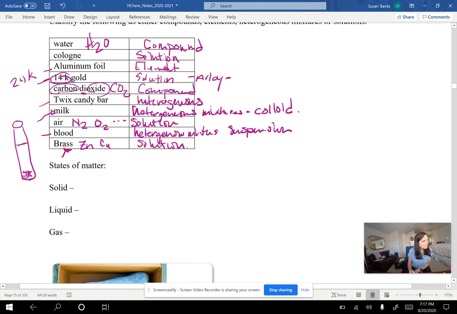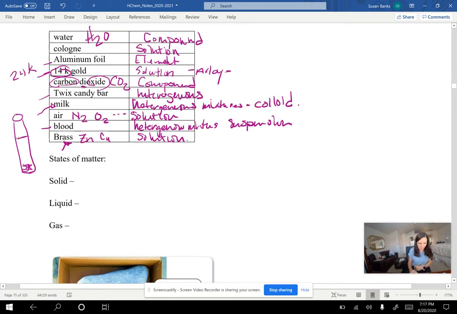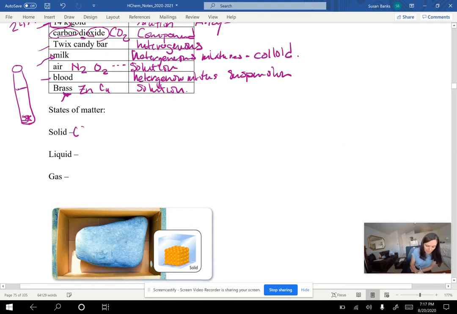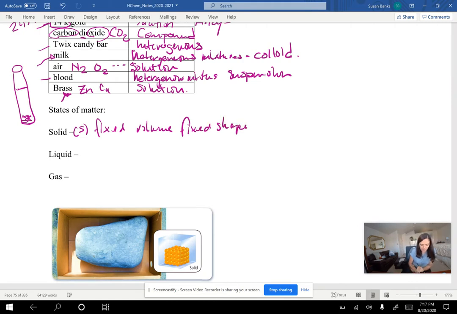Okay, states of matter. Solid. We all know what a solid is. In chemistry, we put a little s in parentheses. Solids have fixed volume and they have fixed shape. Liquids, we designate that with a little l. They have fixed volumes, but they take on the shape of the container.